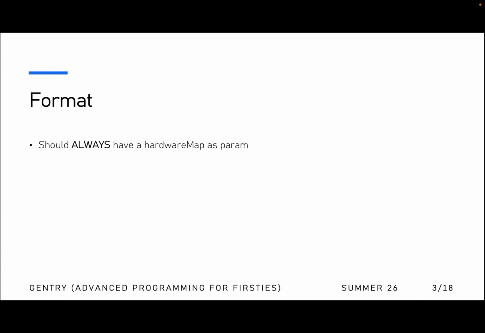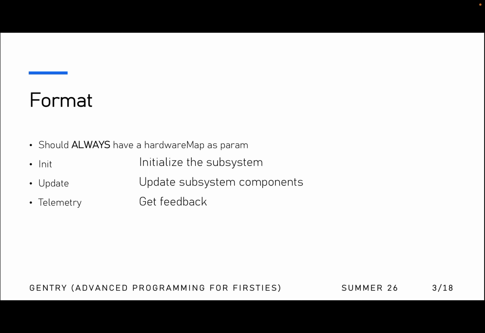And what is the format? It should always have a hardware map as a parameter. Essentially, what this does is it allows us to initialize everything in house, or in class, so nothing has to be done outside of the class. You'll see when we get further into it what actually happens with that. We'll have the init method, which will initialize the subsystem, our update method, which will update subsystem components, and telemetry, which will show us the feedback.